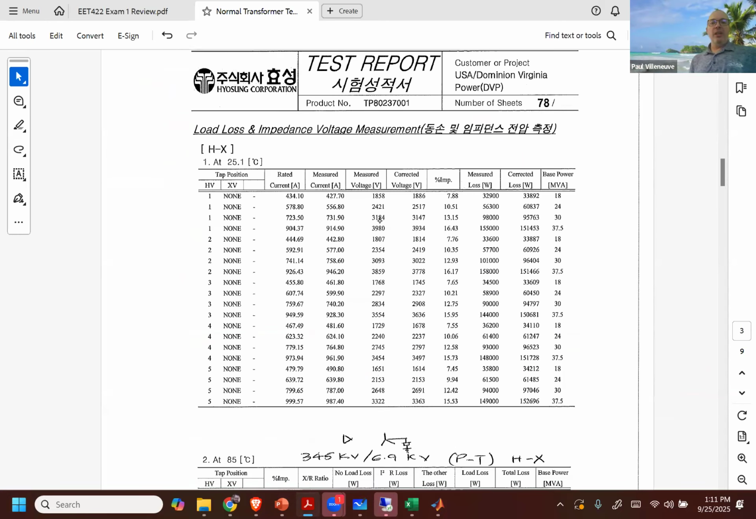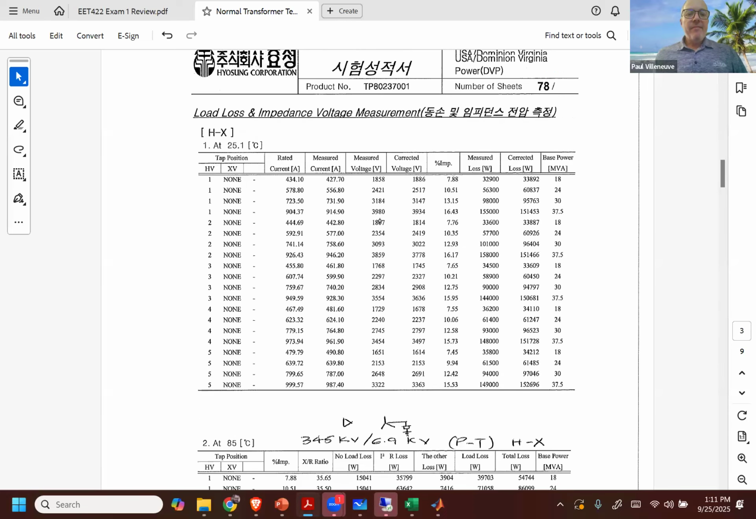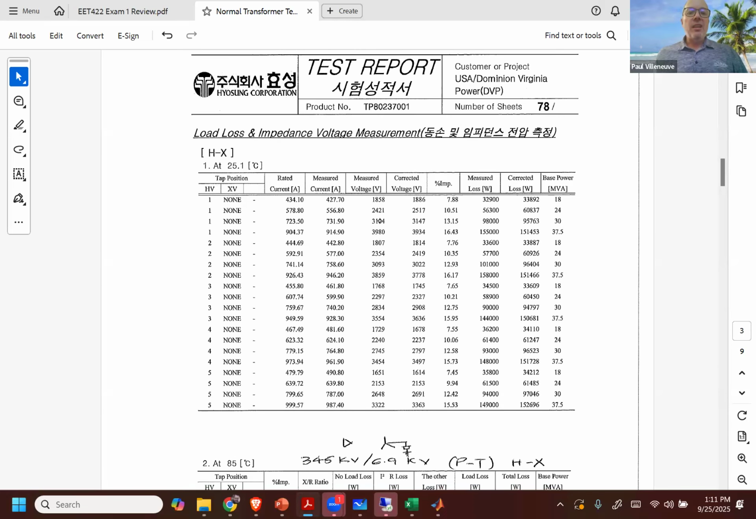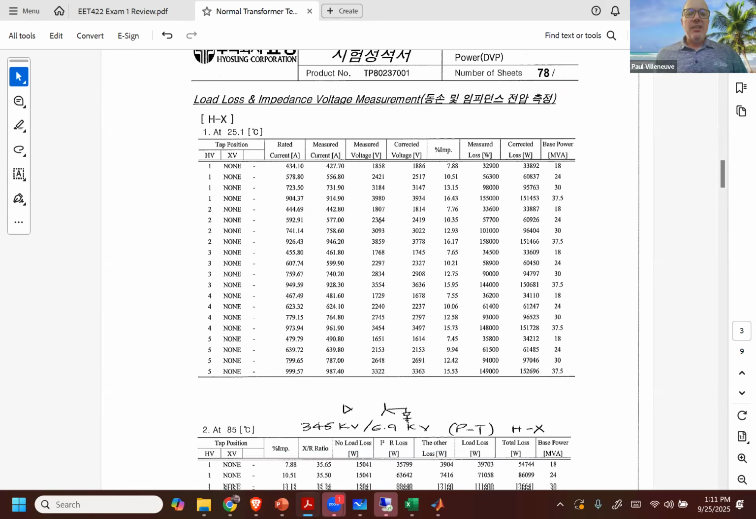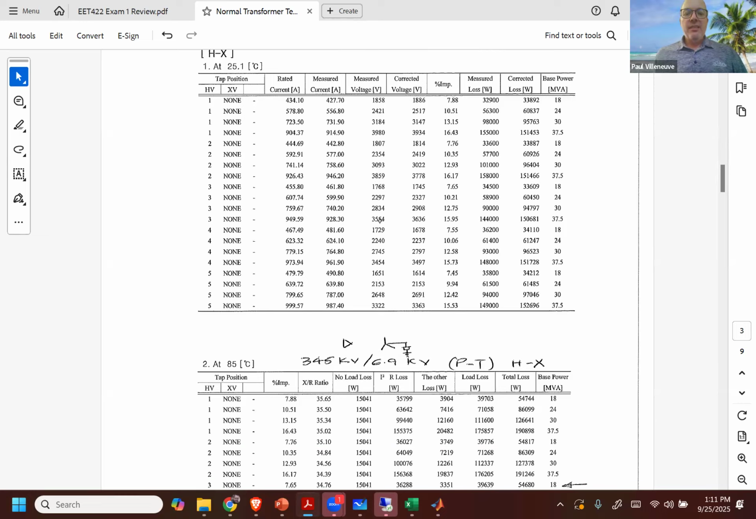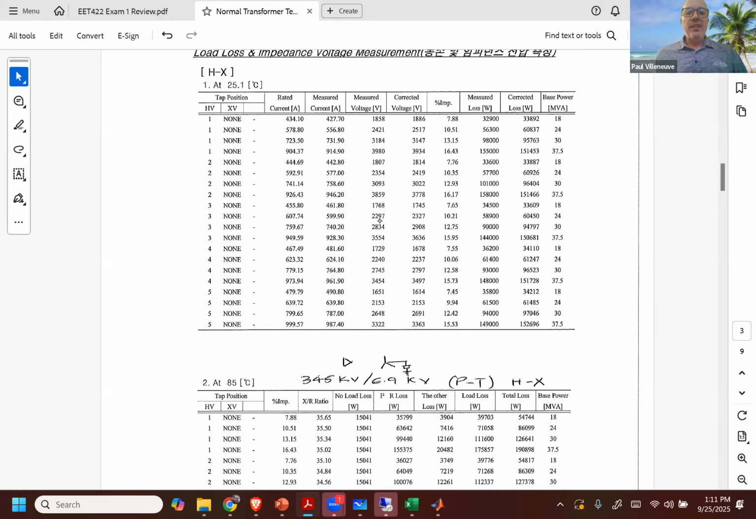Now, look at the load loss. So the load loss test, we're going to use the, let's see, H to X, 345 to 69.